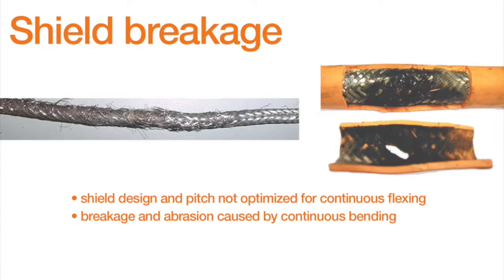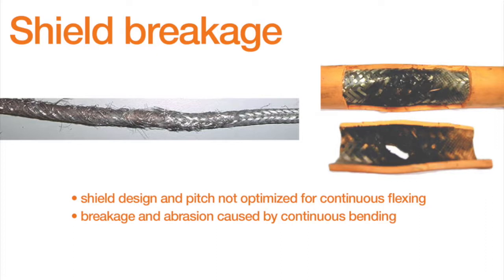Some might think that a looser shield pitch length or a looser angle on the shield may be more beneficial because in your hands it might feel a little bit more flexible or pliable. And while that is technically true, it won't actually lend itself to the proper design for a continuous flexing application. And it can also be caused by breakage and abrasion caused by continuous bending. So the combination of the two, the wrong design and the wrong pitch, can cause your shield to break.